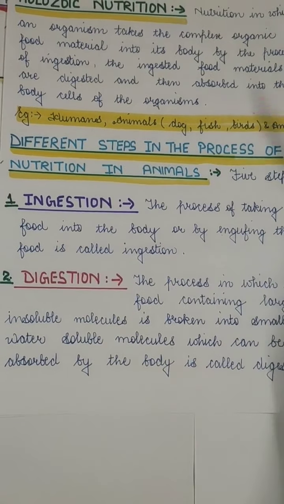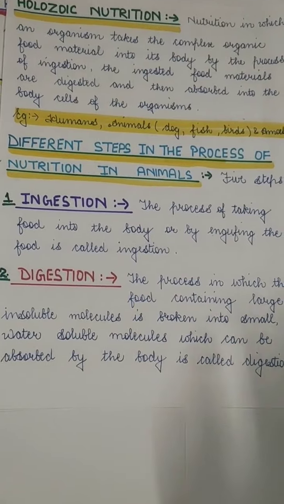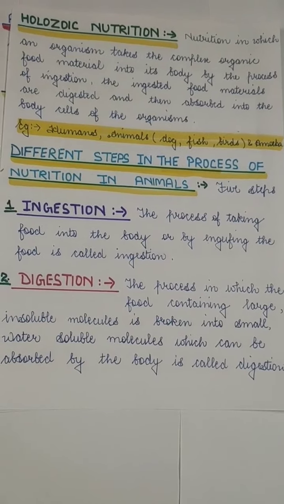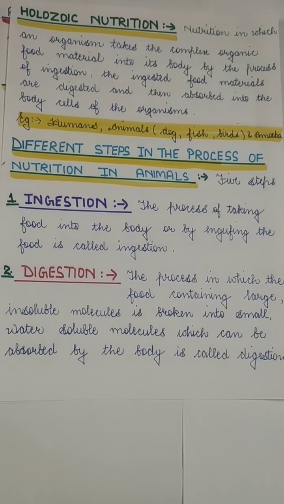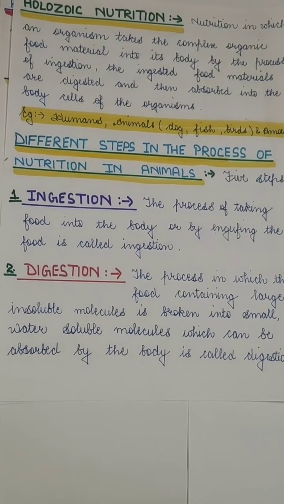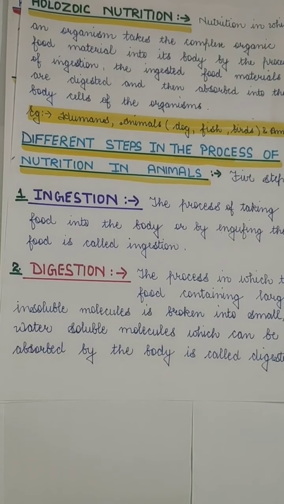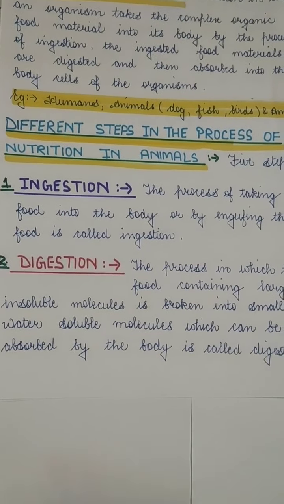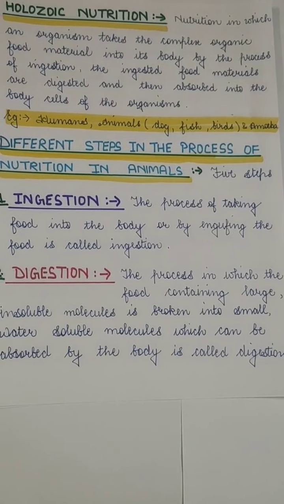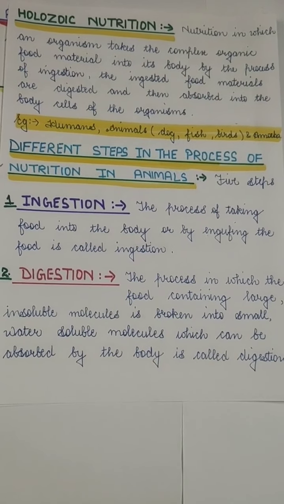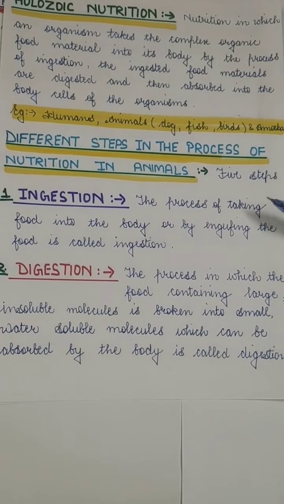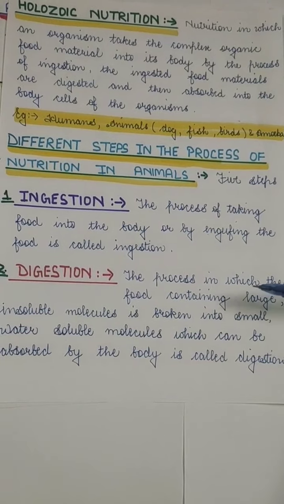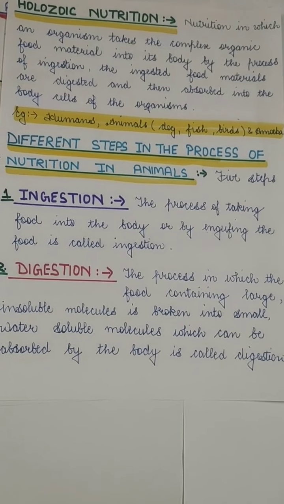The next one is digestion. After ingesting the food in the body, the food has to be digested by the body. So it has to be broken down into simpler molecules, simpler substances. There are chemicals and different enzymes present in the body which will help in digestion of the food. We will be learning this in the forward video. So the process in which the food containing large insoluble molecules is broken into small water soluble molecules which can be absorbed easily by the body is called digestion.